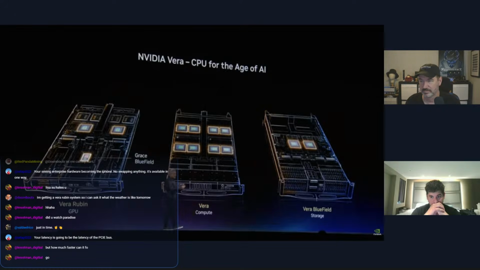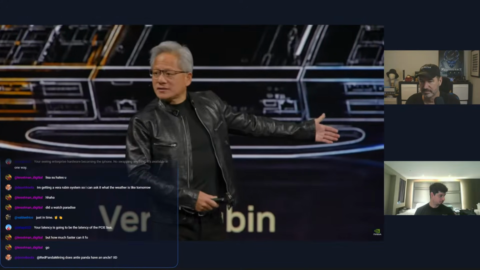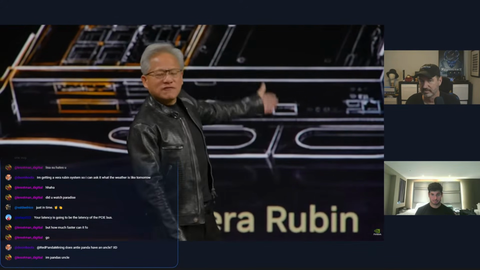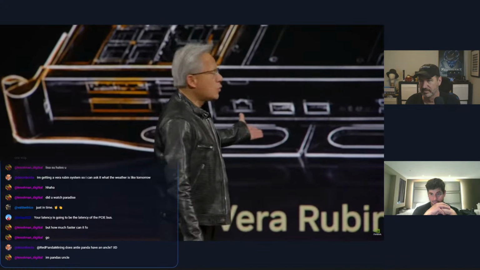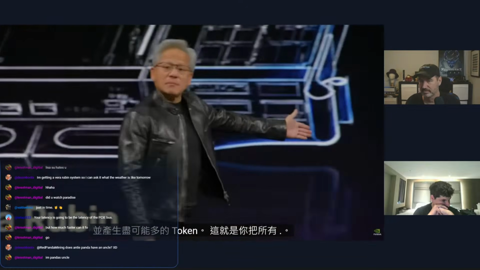The economics of the AI factory is tokens. And the tokens are created here. And so, of course, you want to manufacture and generate as many tokens as possible. This is where you put all of your economics. And this has to not be in the way.